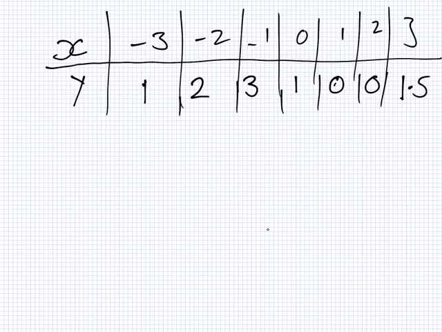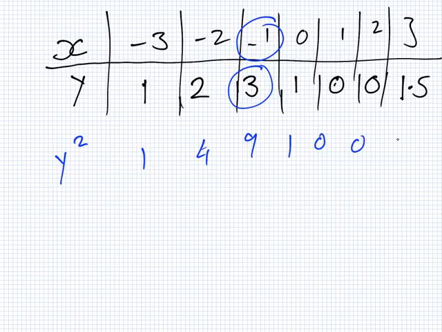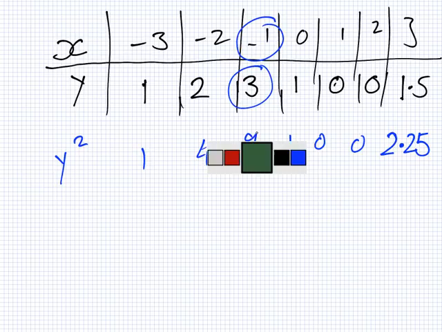Now, for what value of x is y maximum here, for example? Minus 1. Yeah, when x is minus 1, the maximum value of y is 3. Now have a look at the y squareds. 1, 4, 9, 1, 0, 0, 3, 9 over 4, 2.25. Where is y squared maximum? 3, when x is minus 1.